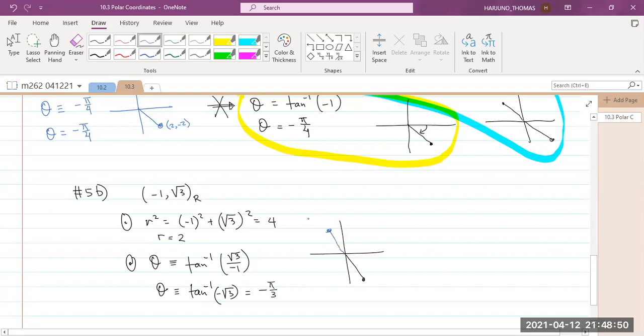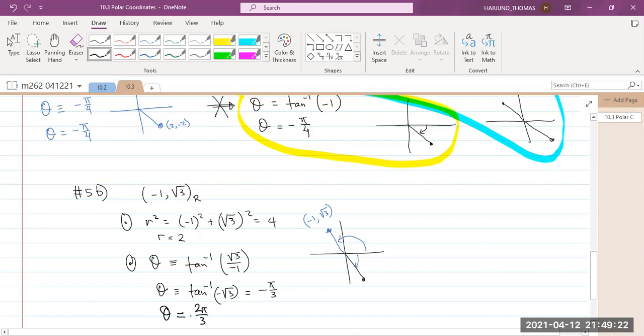Now the thing is, negative pi over 3 is here, but your coordinate is actually here. You see that? That's because tangent inverse will only give you quadrant 1 or quadrant 4. It will never give you quadrant 2. So you need to do some adjustment there. This is my angle here, right? But I need that to be in quadrant 2. Then adjust that: I add pi. So theta equals, now not equivalent anymore, 2 pi over 3.